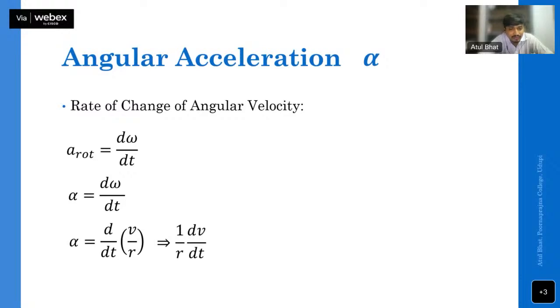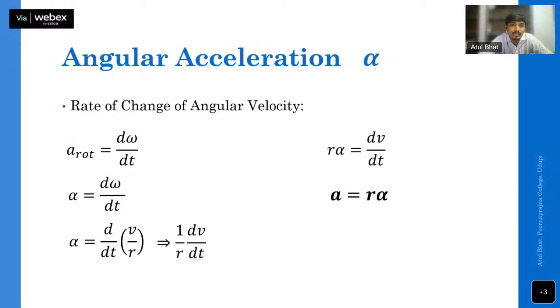Now what is dv by dt? V is the linear velocity. So dv by dt is the rate of change of linear velocity, which is nothing but linear acceleration. So I've got 1 by r into dv by dt, and I've just cross multiplied r with alpha. So r alpha is equal to dv by dt. So dv by dt is a, and therefore a is equal to r into alpha. Again, I'm relating angular acceleration with linear acceleration. Linear acceleration is equal to radius times angular acceleration.